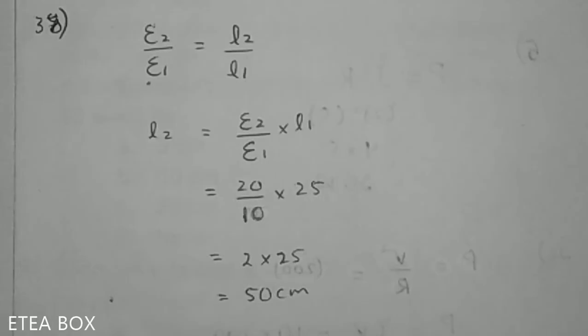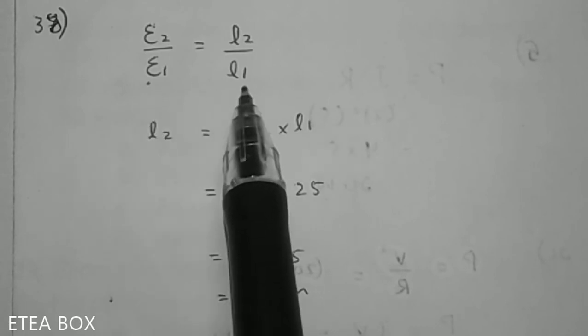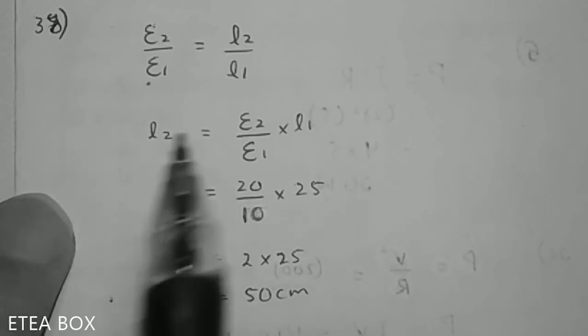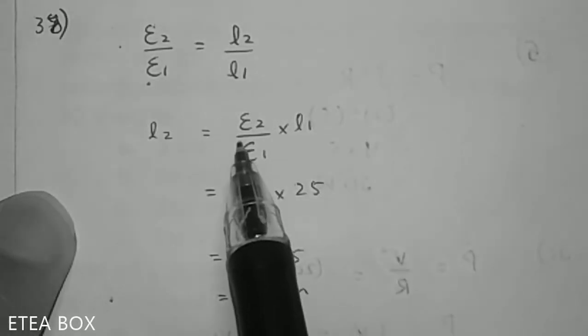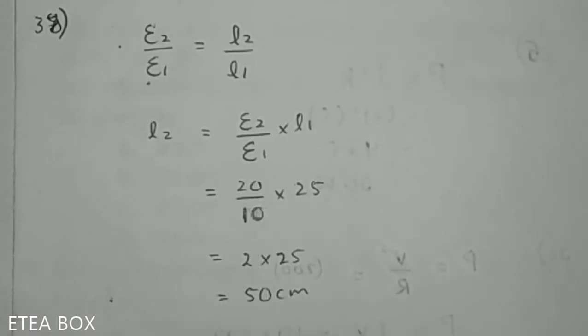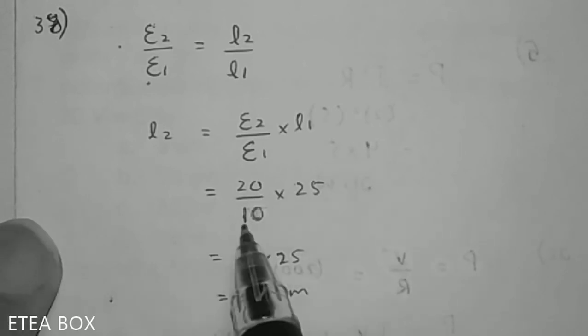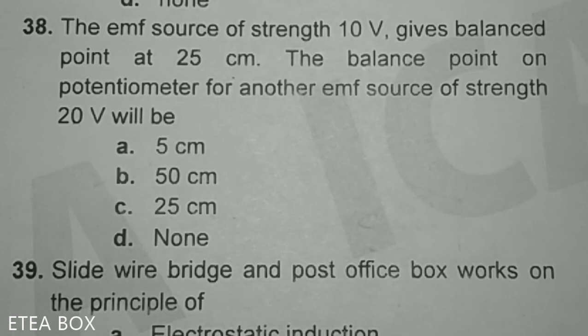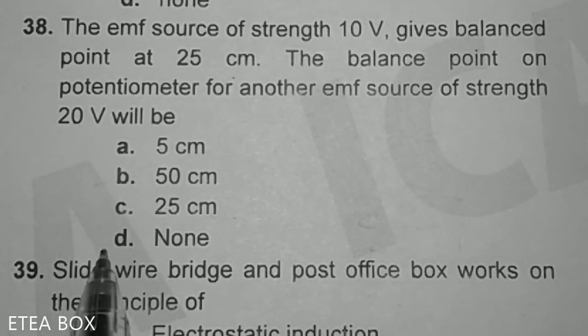Okay, now look here, for a potentiometer we know that E2 divided by E1 is equal to L2 divided by L1. So E1 and L1 are given and E2 is given. Okay, we have to find L2. Now bring this L1 here on multiplication, so it will become like this. Okay, now put the value of E2, which is 20, E1 is 10 and L1 is 25. Now 10 ones are 10 and 10 twos are 20, so 2 multiplied by 25 will give 50 centimeter. Okay, so the answer is 50 centimeter. The balance point for the 20 volt source is 50 centimeter.